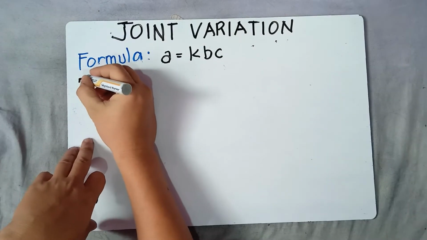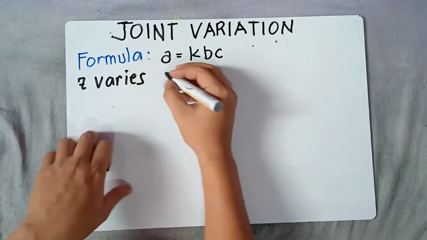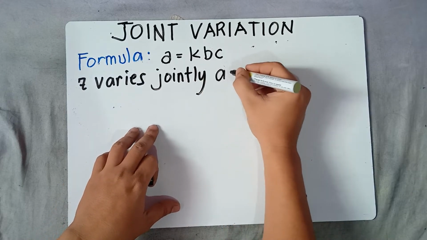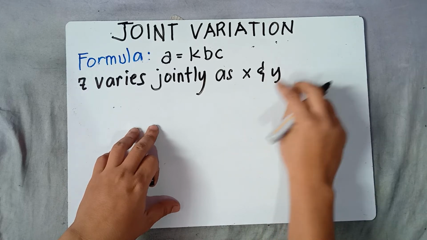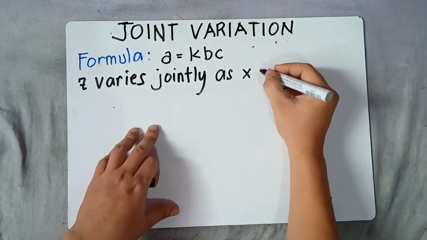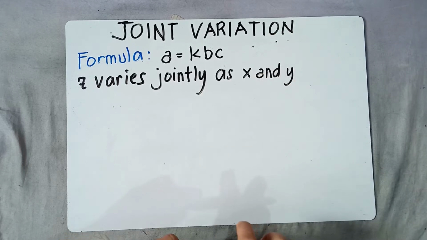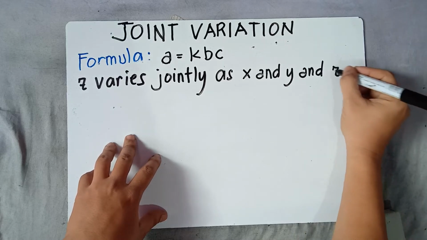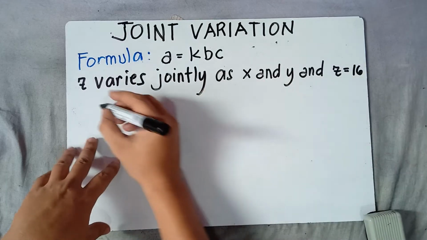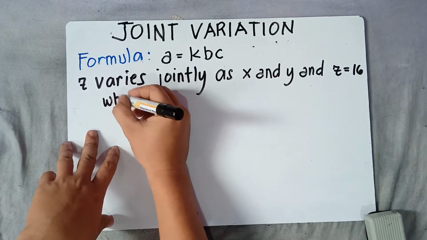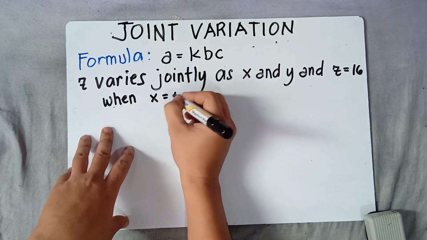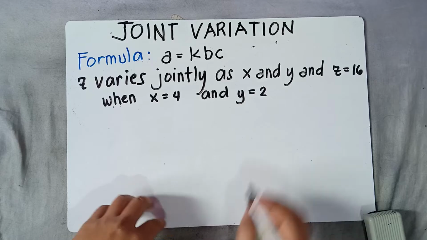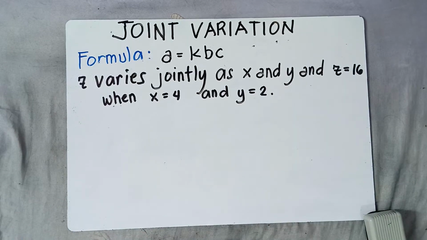Okay, let's try. Z varies jointly as X and Y. Let me just put X and Y here because we don't have enough space. And Z equals 16 when X equals 4 and Y equals 2. And you are told, so these are the questions.